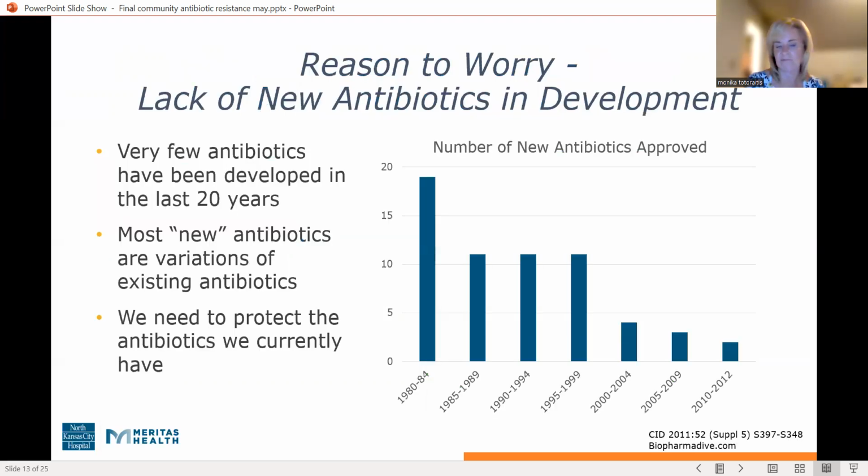Now you may think this won't happen. We have new antibiotics coming through the pipeline. They'll find an antibiotic for me. Unfortunately, very few antibiotics have been developed in the last 20 years. Many of these new antibiotics are variations or modifications of the existing antibiotics. Knowing this, we need to protect the antibiotics that we have, not only for ourselves, but for our future generations.